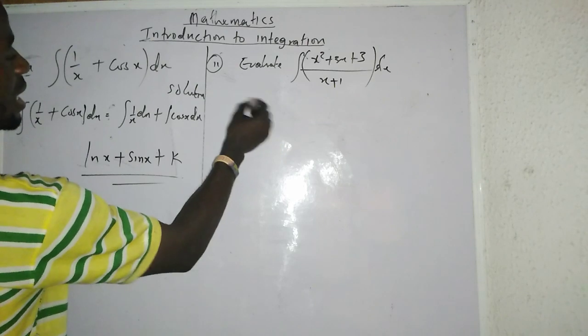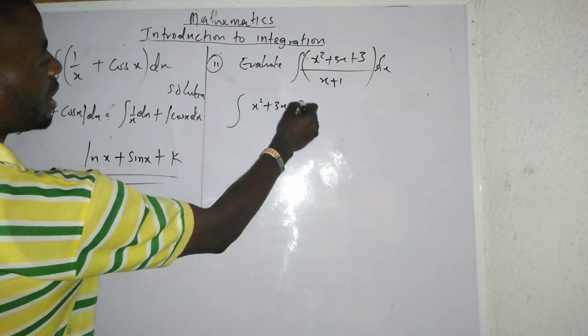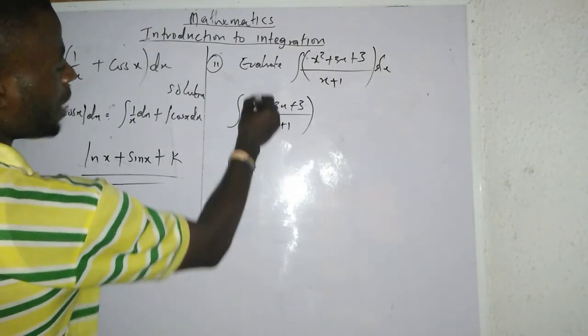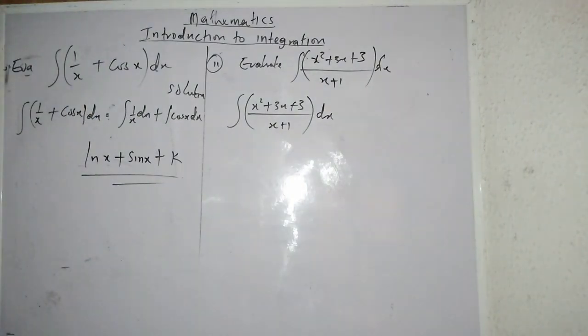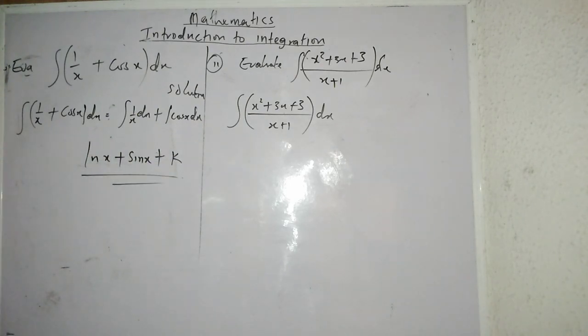But this one, how do I solve this particular problem? I will have the integral of x squared plus 3x plus 3 all divided by x plus 1, with respect to x. Now, this is a polynomial, quadratic over linear. You can't go towards partial fractions. If it is partial fractions, it will be linear over quadratic. But this one is another case. Now, can I factorize the upper part? I think I can factorize it.